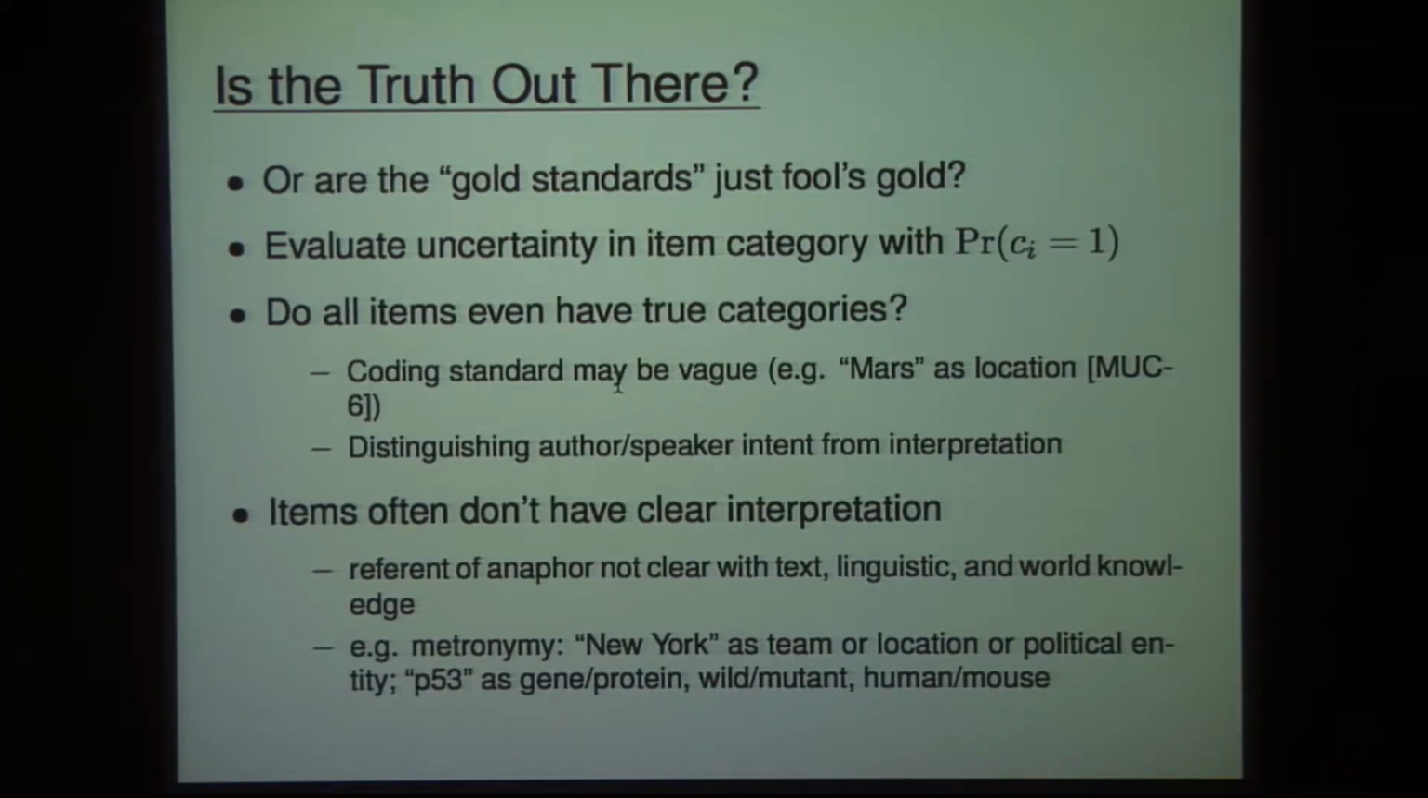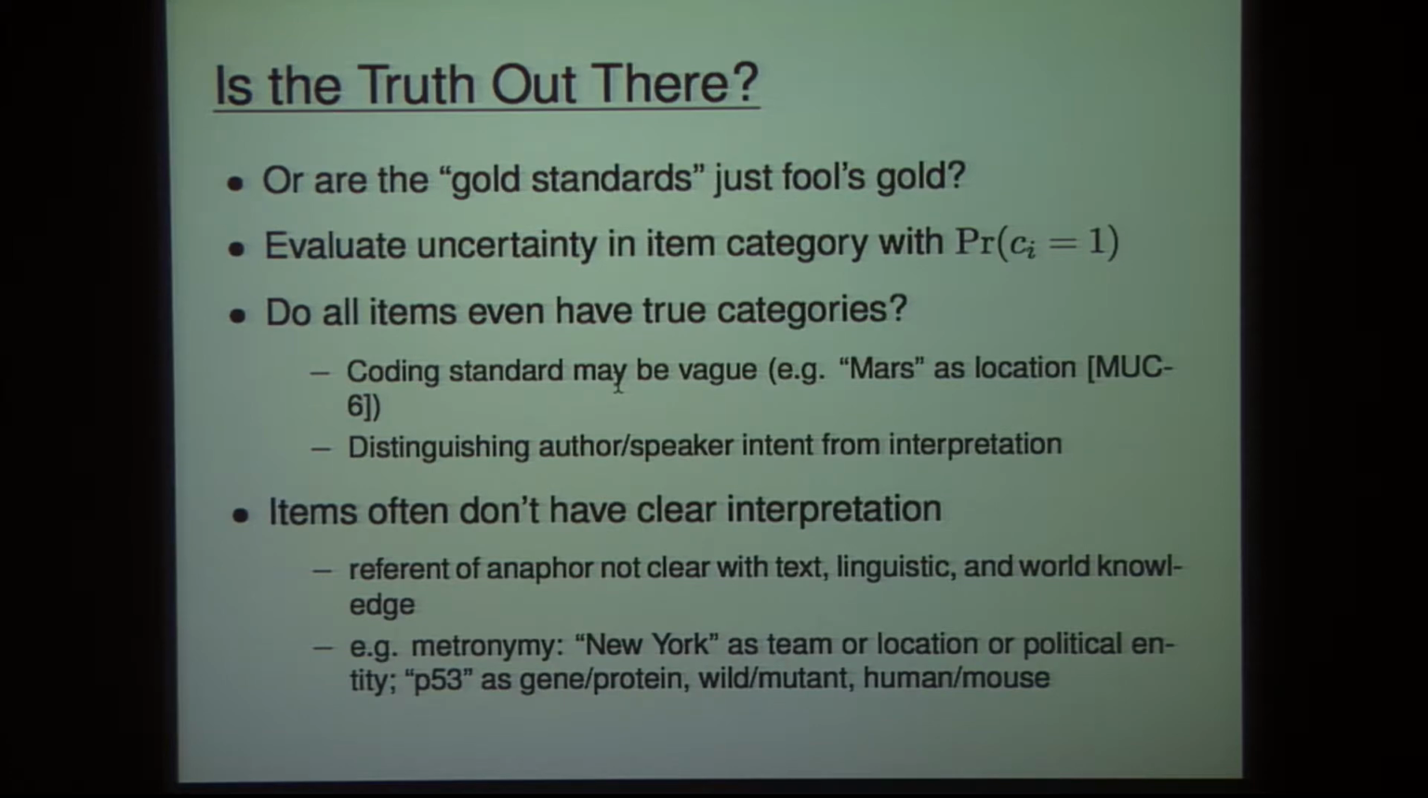The problem is that according to your coding standard, they may not. There was an issue with MUC-6 that the coding standard actually defined planets as being locations. They happen to have caught that in the coding standard, but it was fairly determinative in the results because there was a single document that had a lot of instances of Mars as a location in it. But you could very well imagine that they hadn't thought about that case. Or what do we do about fictional locations and so forth? So the coding standard may just be vague.